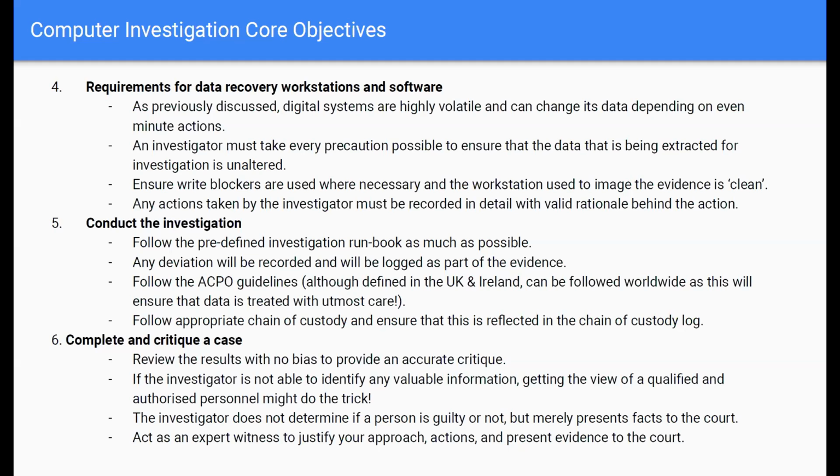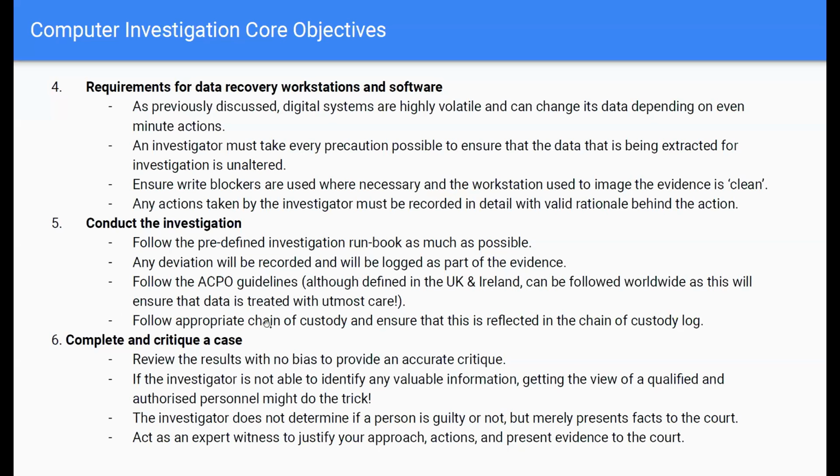Follow appropriate chain of custody and ensure that is reflected in the chain of custody log. Chain of custody is basically who is in charge, who should be handling the data. If a person is handling the data, do they have the proper permission to do so? The chain of command would always be supervisor first, secondary, and then whatever role that the primary assigns to their investigators. So at the end of the day, if a decision needs to be made, it has to be made by the primary or the person in charge. And obviously, chain of custody follows that same thing as well.